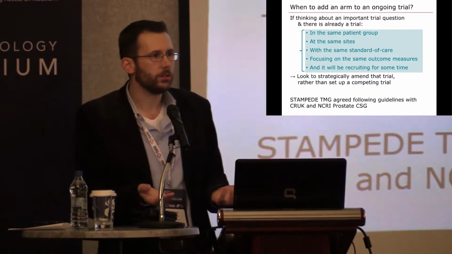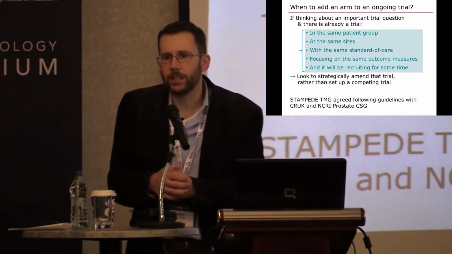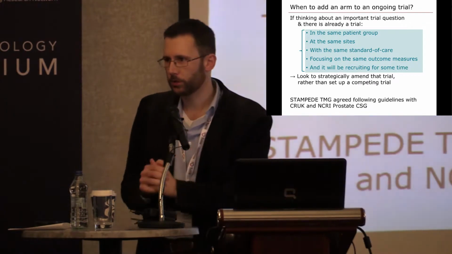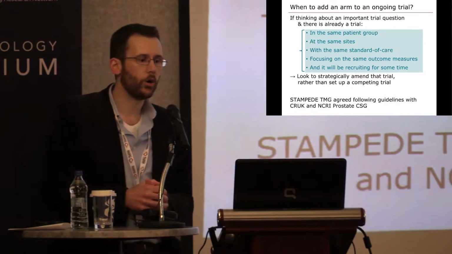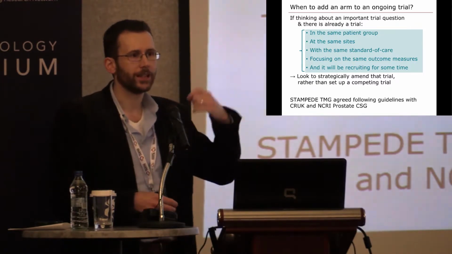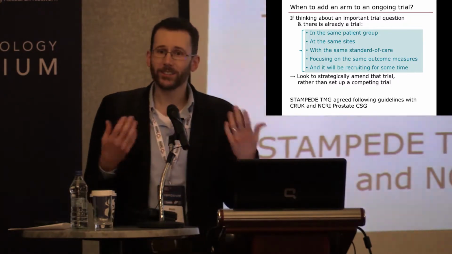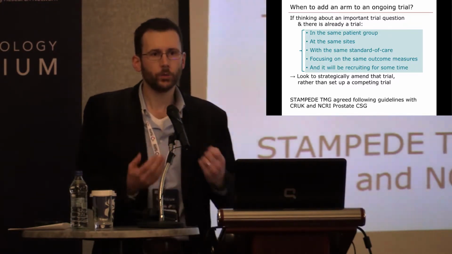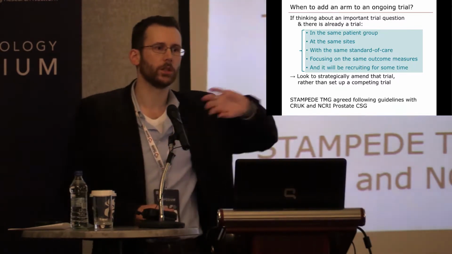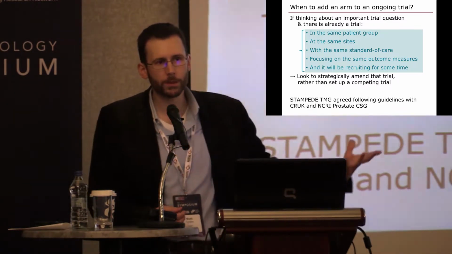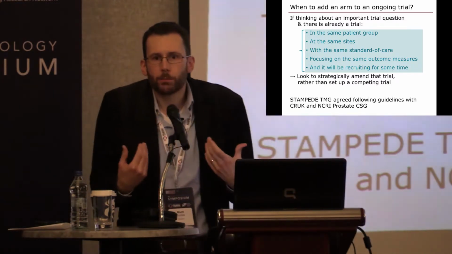So when should you add an arm into an ongoing comparison? Well, to me, you could do this in any trial. If you've got a protocol, if you've got a question you want to set up, and there's already a trial ongoing in the same patient group, at the same sites, with the same standard of care, and the same outcome measures, and it's going to be recruiting for a while, don't set up a competing trial. Work with that team to amend the protocol to incorporate that question. It's got to be more efficient, hasn't it? It's got to be more efficient. So it's a strategic approach to amend that.